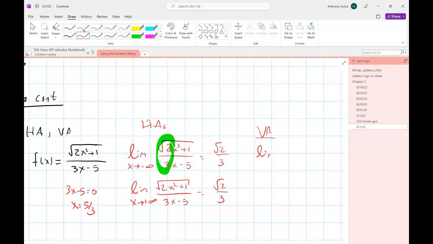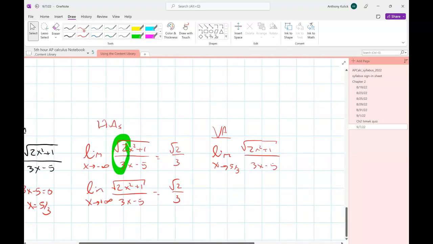So if I want the limit as x approaches 5/3, now obviously I can't evaluate that, right? I can't direct substitute that. So what I'd want to do is think about it as coming from the left and to the right.